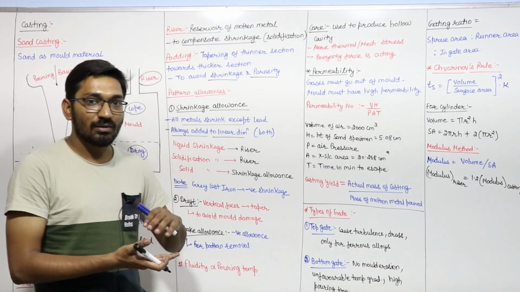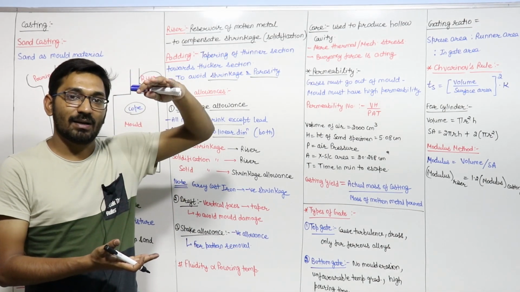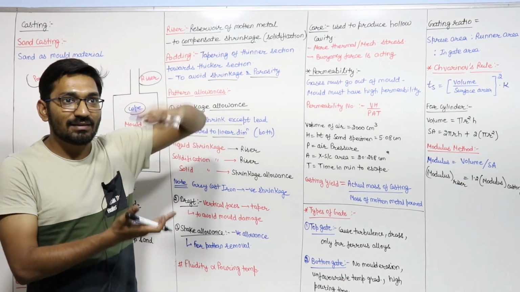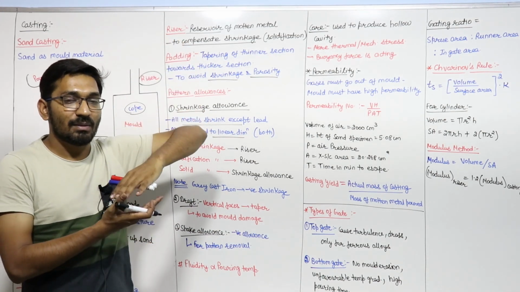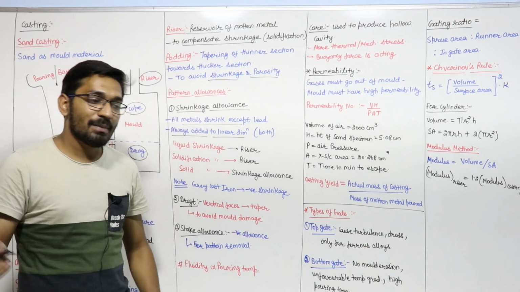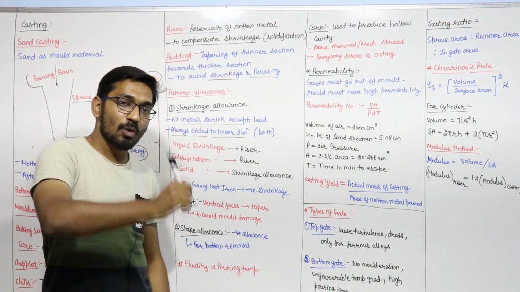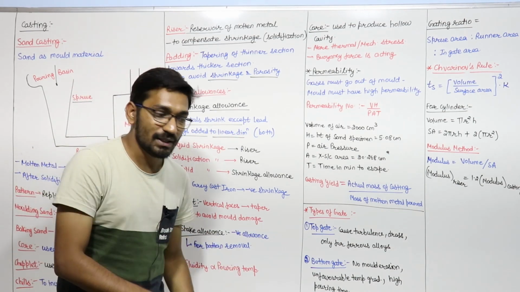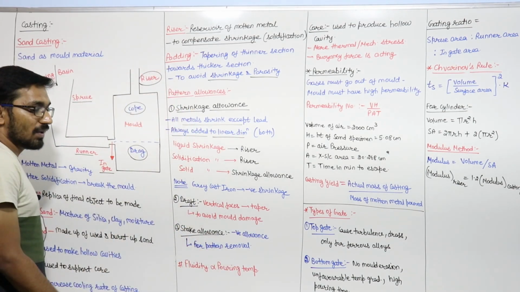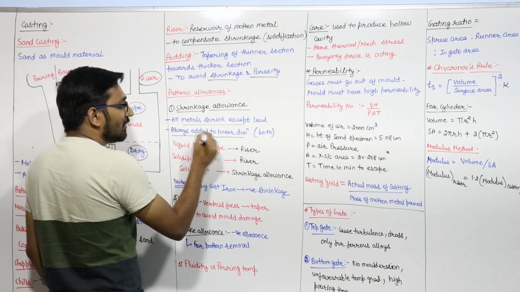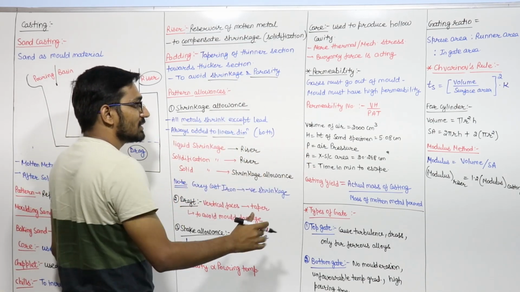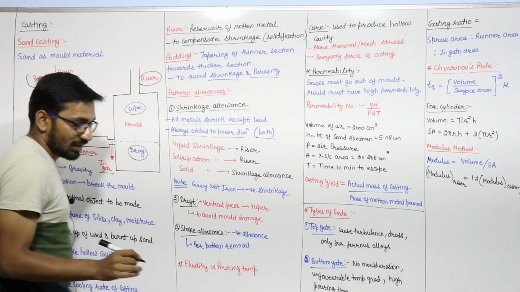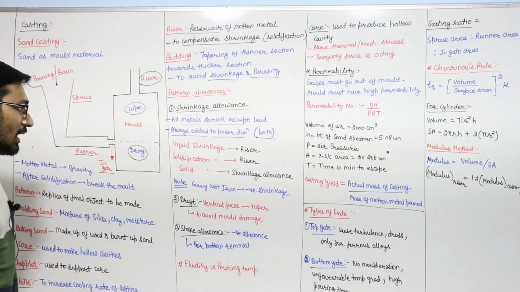So now we make the pattern of 2.5 meter length, because if you make the pattern of 2.5 meter length, the mold length is 2.5 meters, but if you pour the liquid metal, then after shrinkage it will come to 2 meters and you need 2 meters. So that's why shrinkage allowance is added. So this is always added to the linear dimensions, both external and internal, right? You have to add the shrinkage allowance.